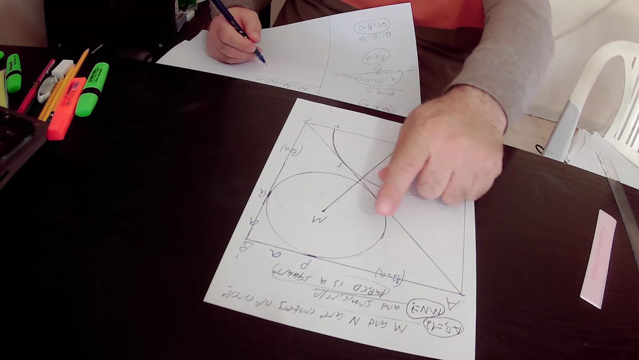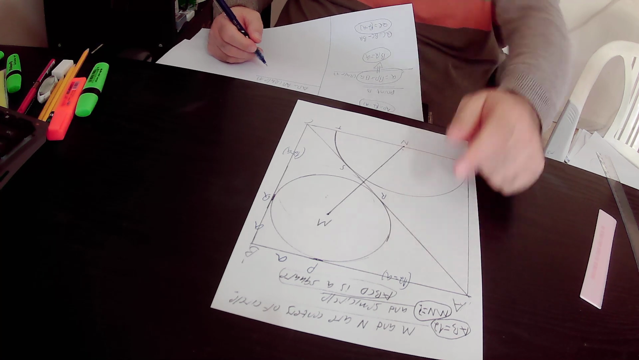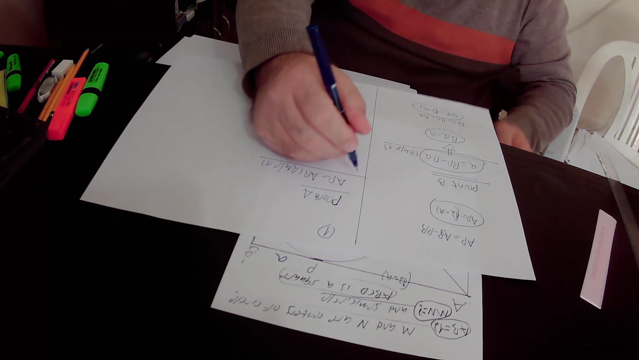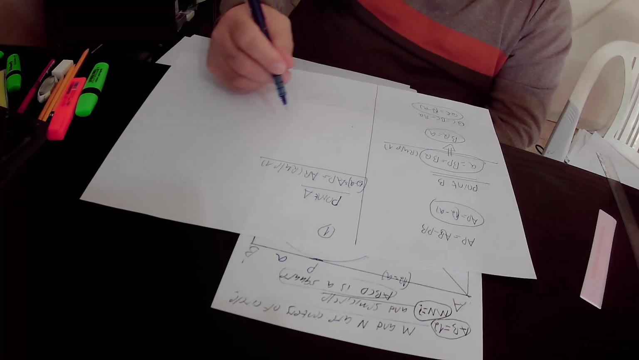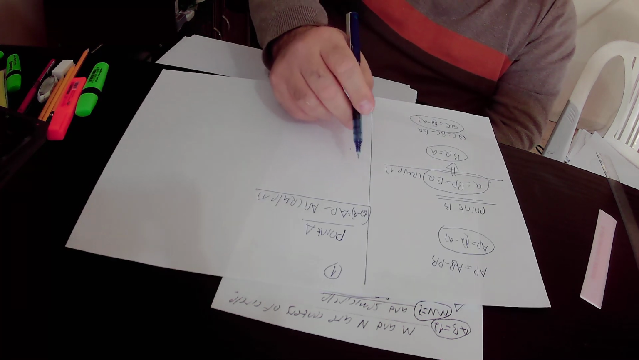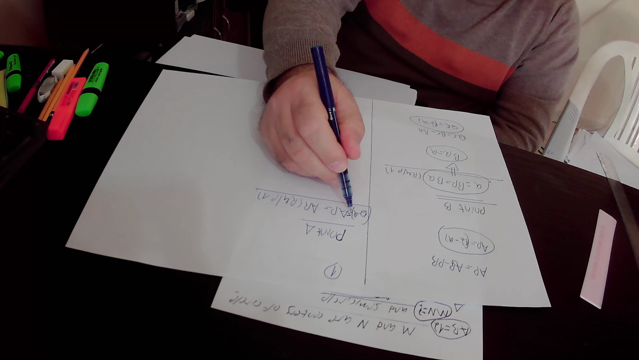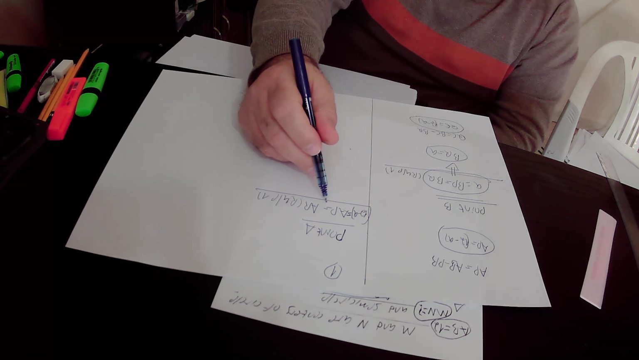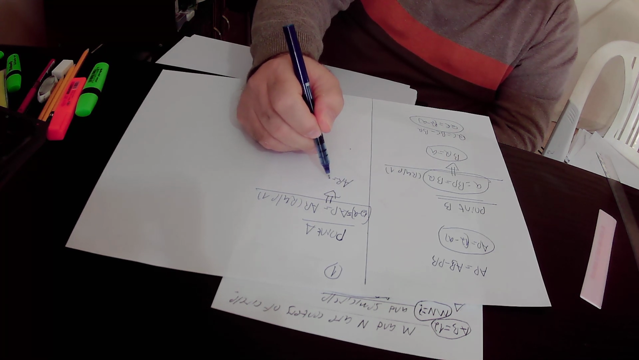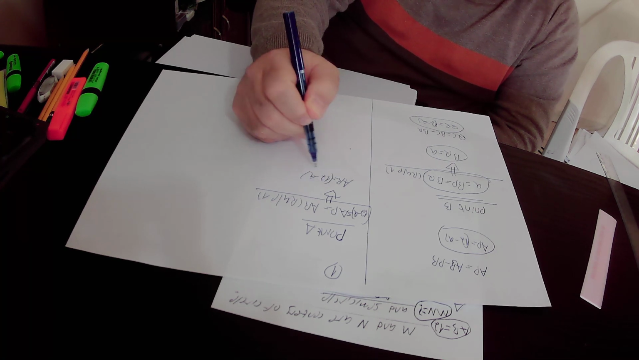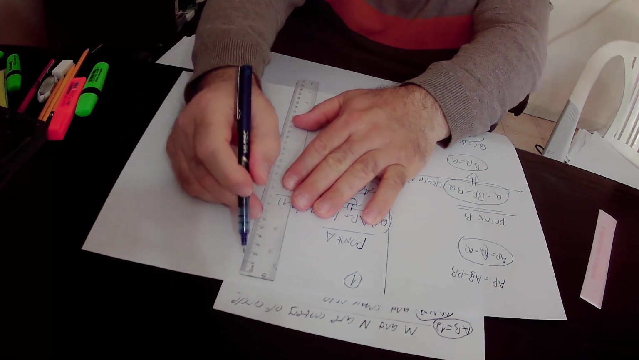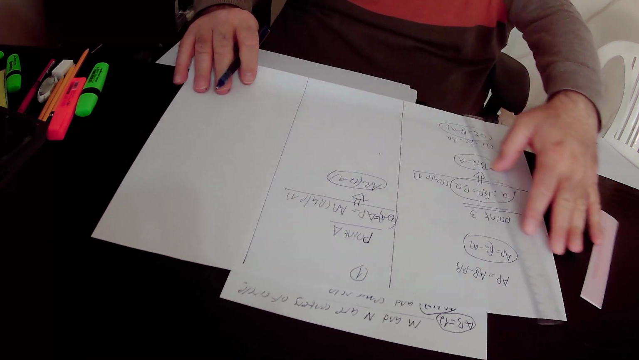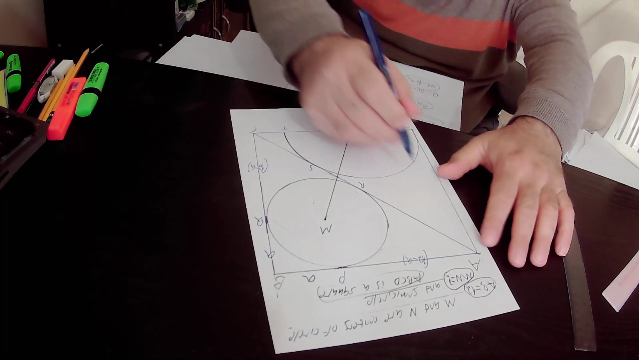But we have already found out that AP is equal to 12 minus A. And from this equation, 12 minus A equals AP equals AR, we will derive that AR is also equal to 12 minus A. So we can write here that AR equals 12 minus A.